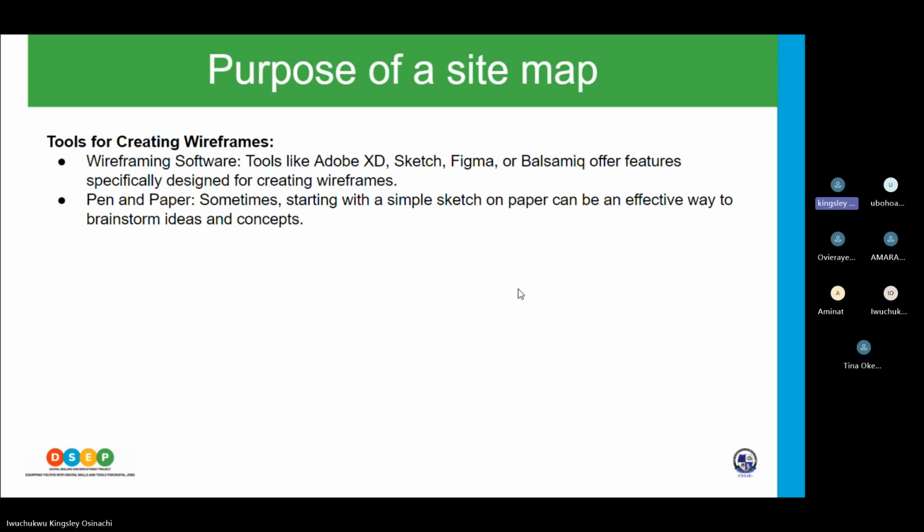We have wireframing software like Adobe XD, we have Sketch, we have Figma, and we have the rest of them. Or pen and paper, right? Remember, like I told you guys, you can do a wireframe two ways. You can do it digitally or you can do it on pen and paper. Sometimes start with a simple sketch on paper. It's an effective way to brainstorm ideas and concepts. Then after sketching on pen and paper, you can decide to translate it to a digital wireframe.